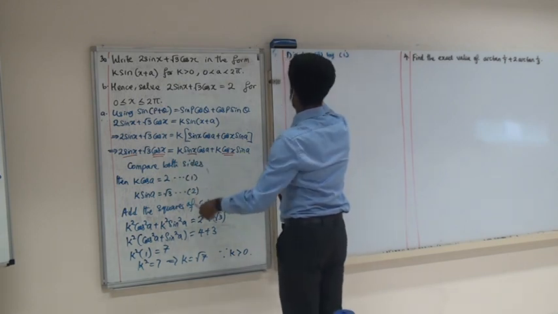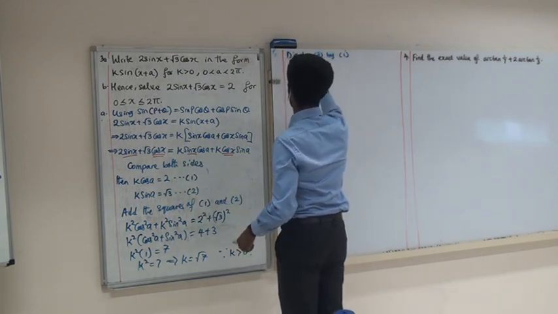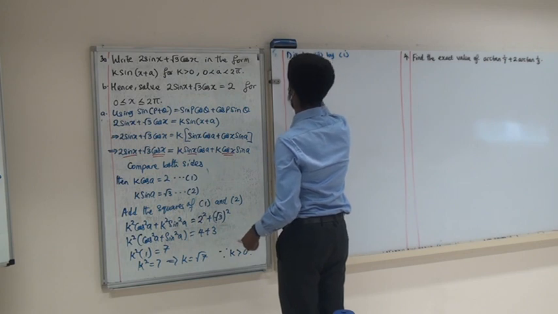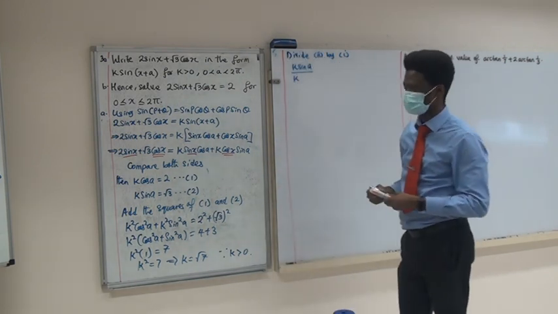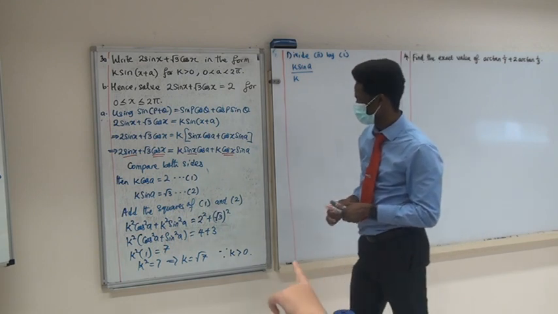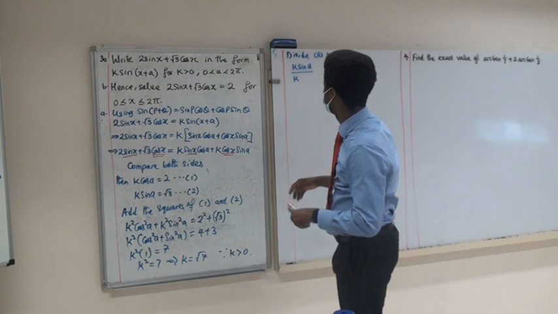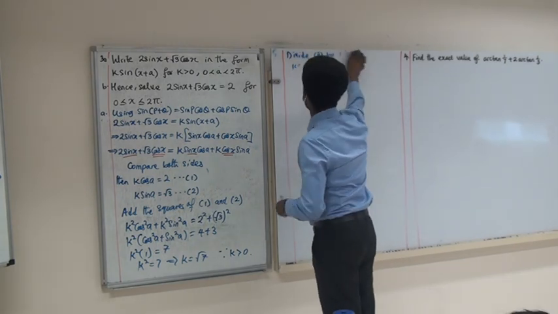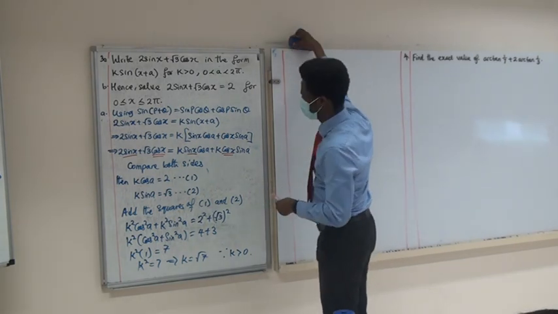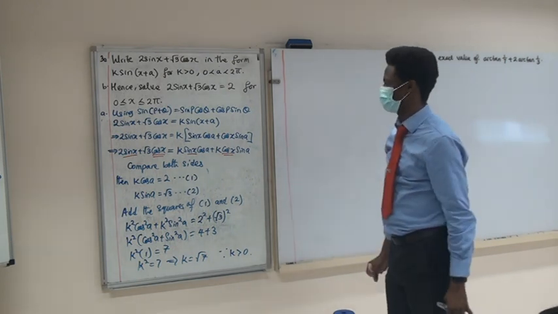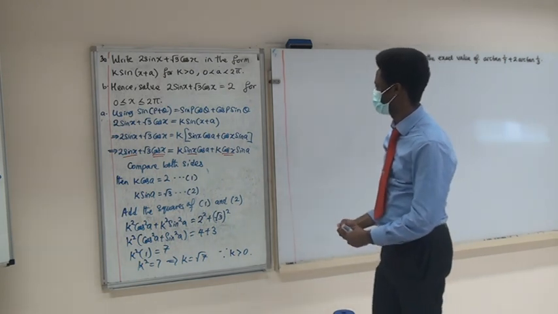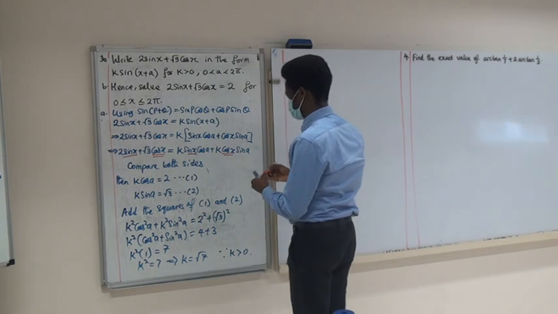To find A, do we really need to divide 2 by 1? Can't we just put root 7 back into one of the equations? True, we don't have to do that, because we already know k. Yes, you are right. We could use any of the equations.